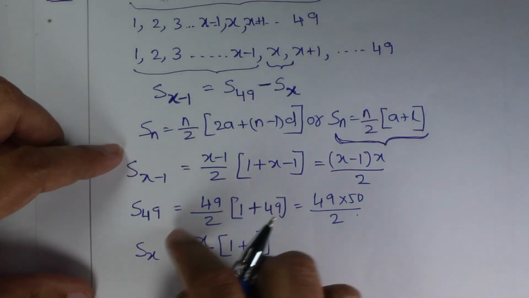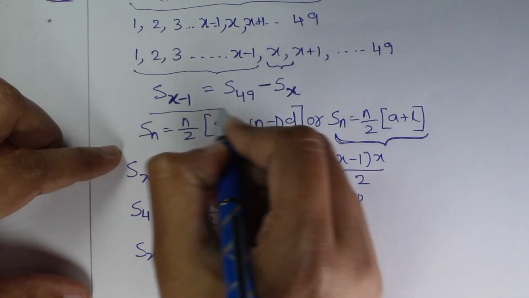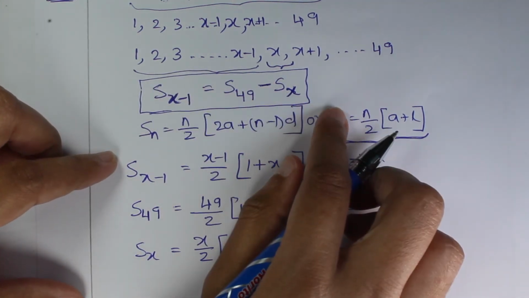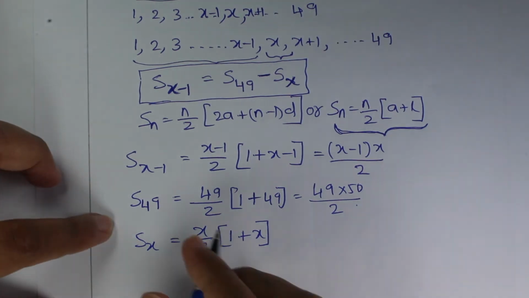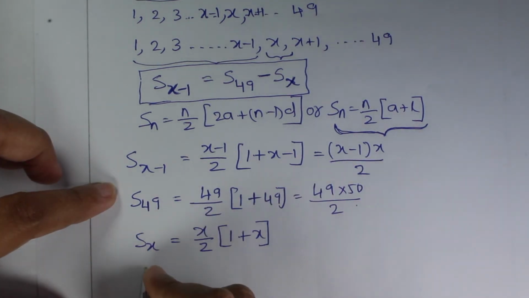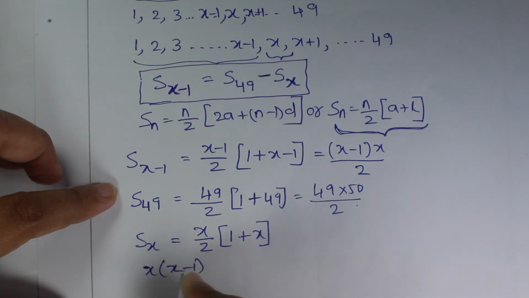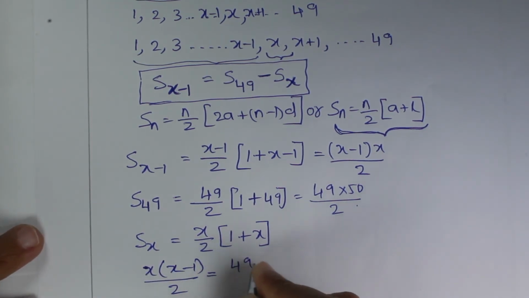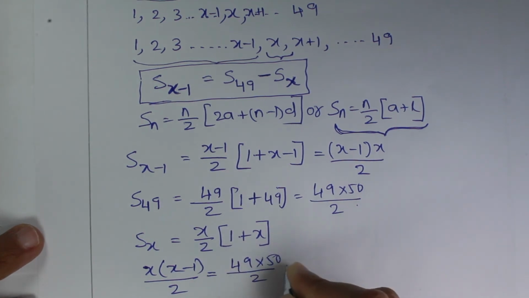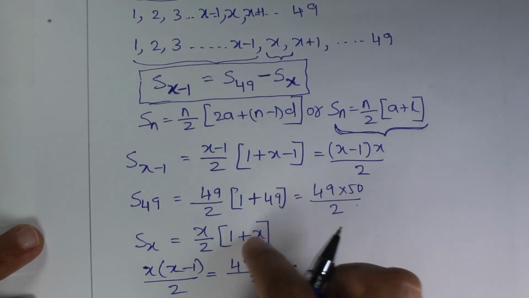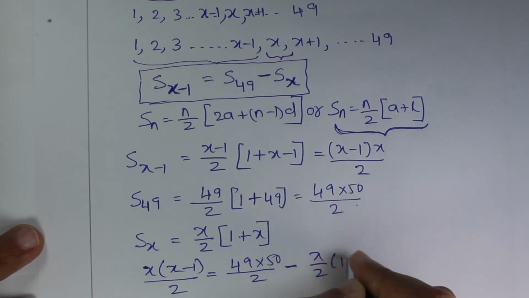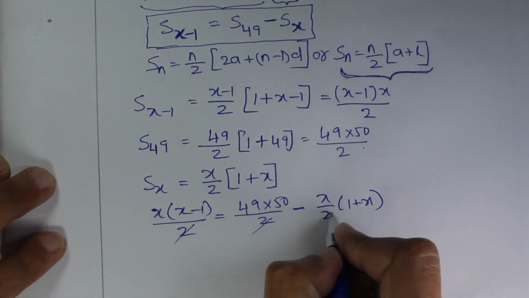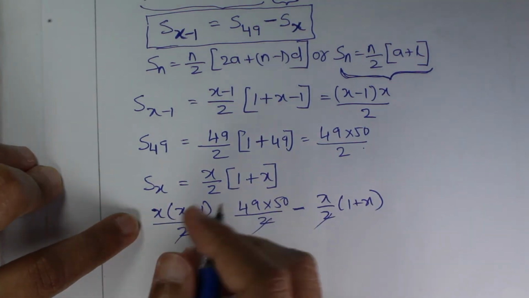Now I will substitute these values in this equation: S of x minus 1 is equal to S49 minus Sx. So x into x minus 1 by 2 is equal to 49 into 50 by 2 minus Sx, which is x by 2 into 1 plus x. So 2 gets cancelled on both the sides and this comes to this side.